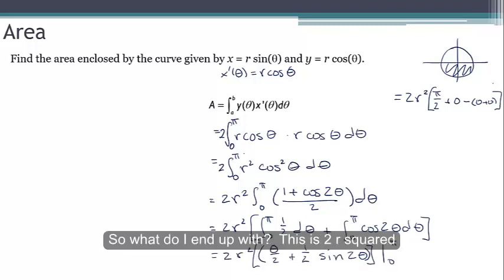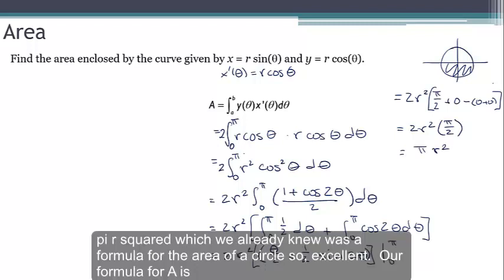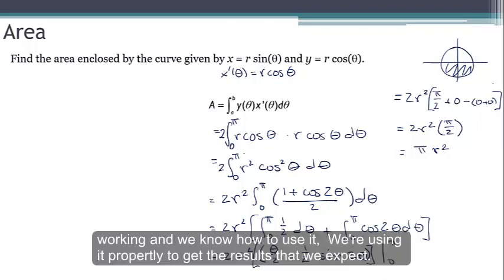So what do I end up with here? This is 2r squared times pi over 2. The 2's cancel, and look, we got exactly what we expected to get, pi r squared, which we already knew was the formula for the area of a circle. So, excellent. Our formula is working, and we know how to use it. We're using it properly to get the results that we expected.